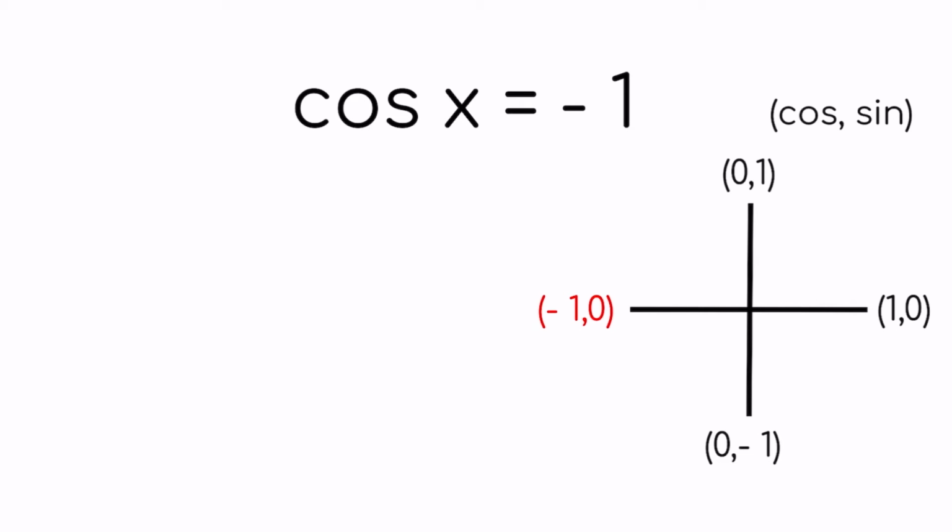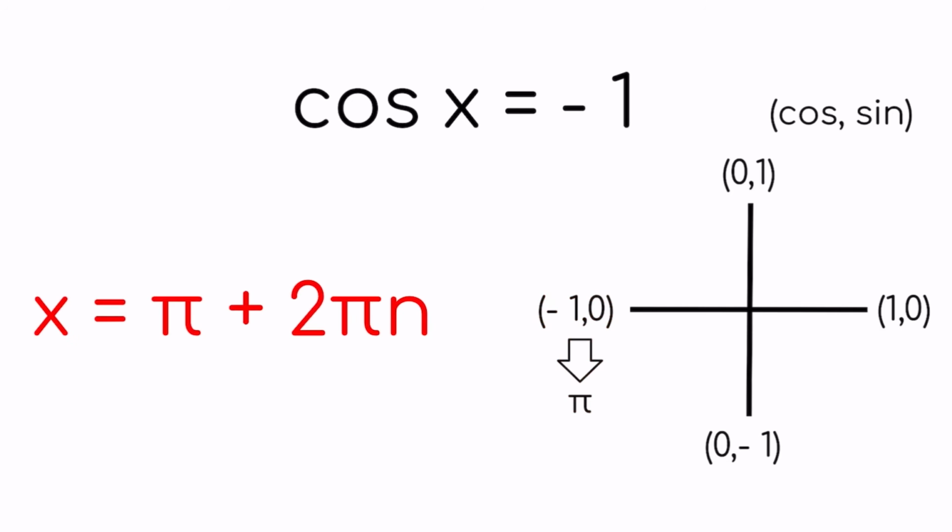So what position does negative 1, 0 represent? Negative 1, 0 represents the position of pi. If you're confused about this, you can search up a unit circle. Now we can incorporate pi into our answer. X equals pi plus 2 pi n.